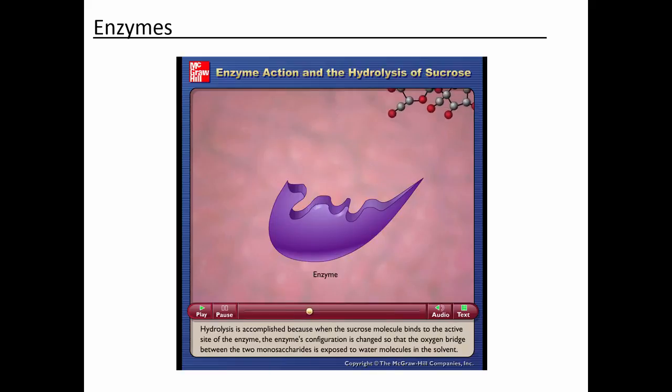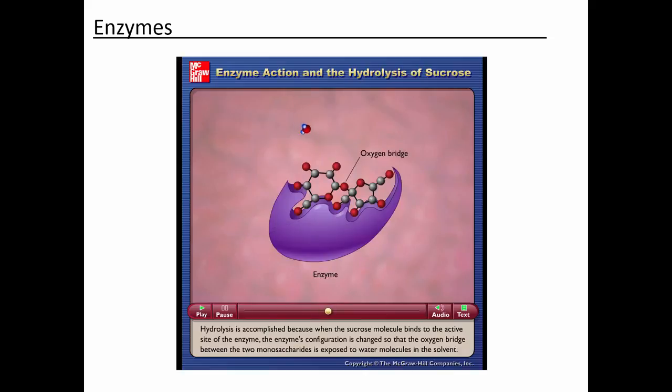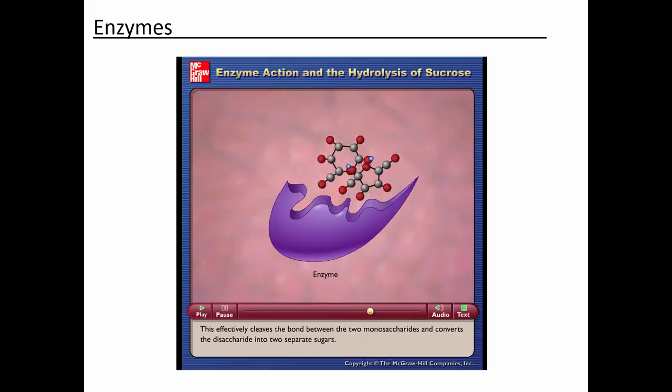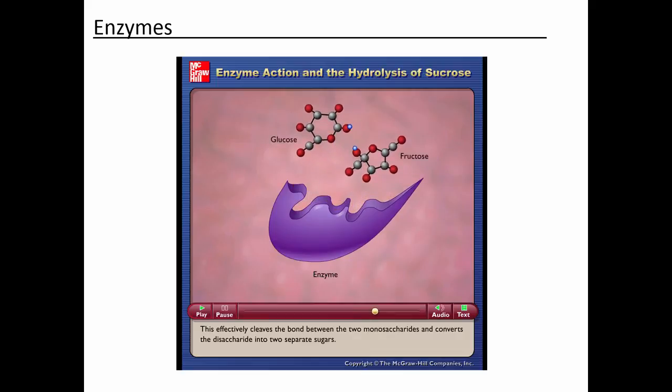Hydrolysis is accomplished because when the sucrose molecule binds to the active site, the enzyme's configuration is changed so that the oxygen bridge between the two monosaccharides is exposed to water molecules in the solvent. This exposure permits a water molecule to actually break the bond, the oxygen bridge, and attach the components of water, an OH to one of the monosaccharides and an H to the oxygen, which is still attached to the second monosaccharide. This effectively cleaves the bond between the two monosaccharides and converts the disaccharide into two separate sugars.